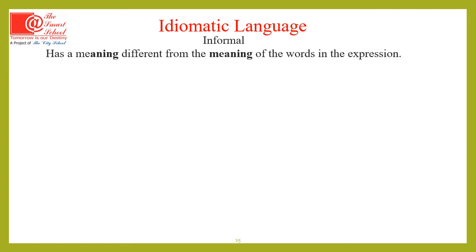Now, students, we have read the poem and we have come across some very strange language in the poem as well. But it was fun, wasn't it? Now, let's talk about idiomatic language. This is another fun part of the lesson today. Idiomatic language is a very informal language. It has a meaning different from the meaning of the words in the expression. Confused? Well, the examples will make it clear.